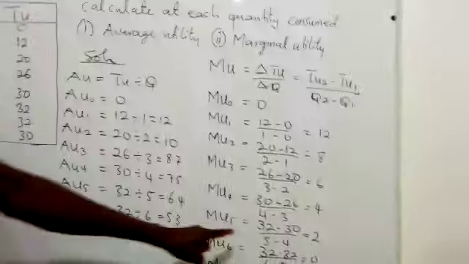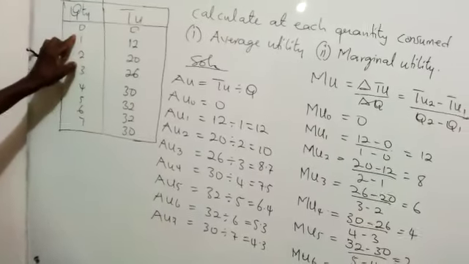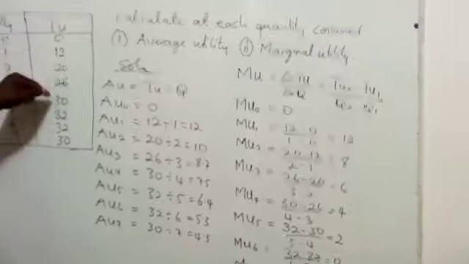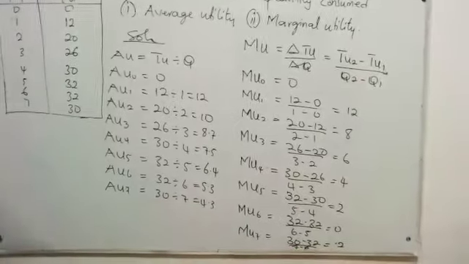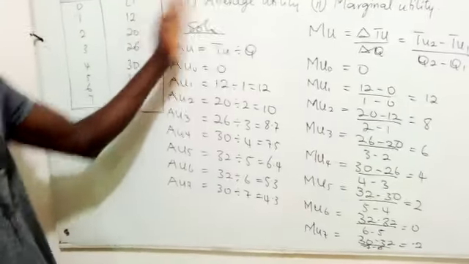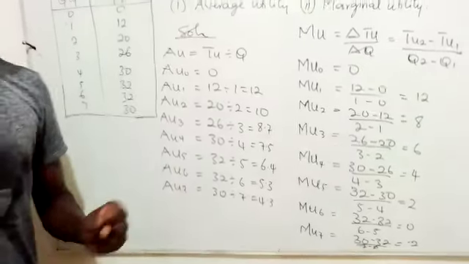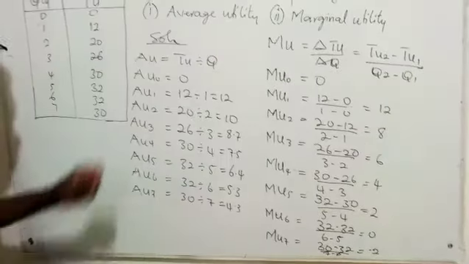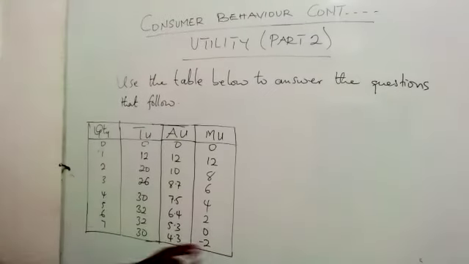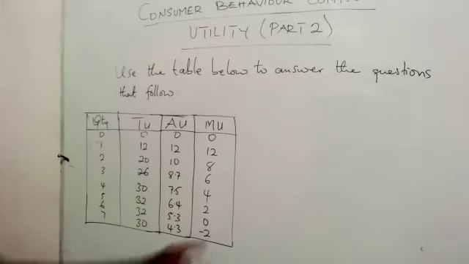Now note something: when it comes to the quantities, the difference is only one. So you can realize that we only focus on the change in total utility to get the answers. So this is how we find the marginal utility, and we can represent all of this in the table by extending the table and creating a column for that. Now we can represent our answers in the table. So this is it. Now 30 minus 32 gives us negative 2.